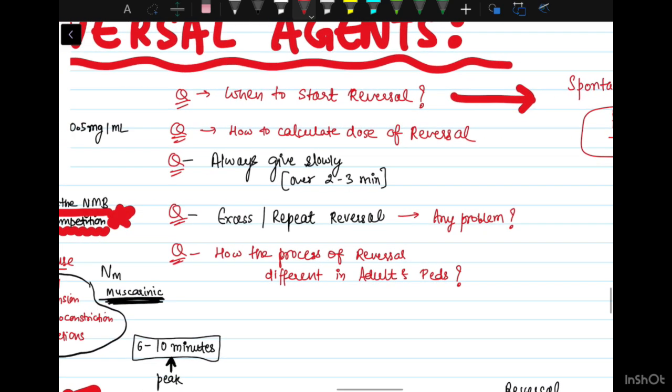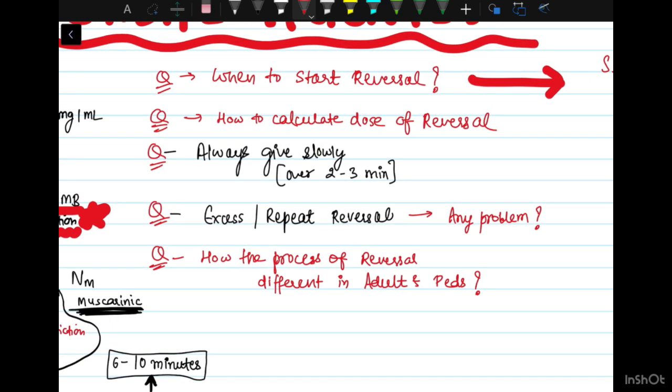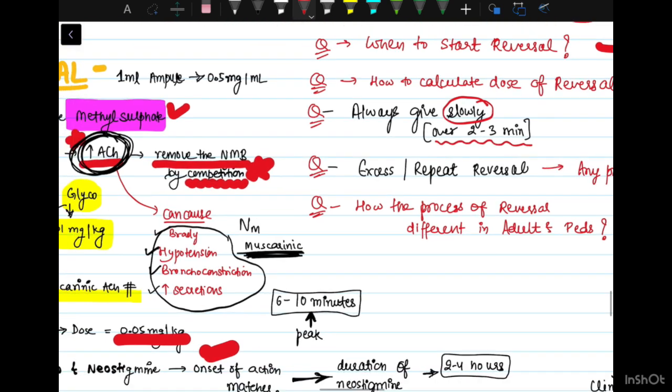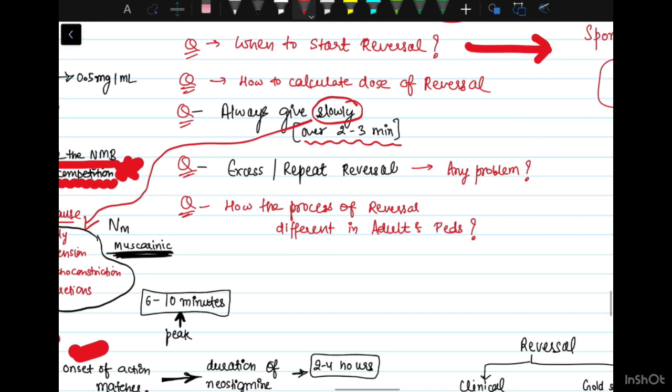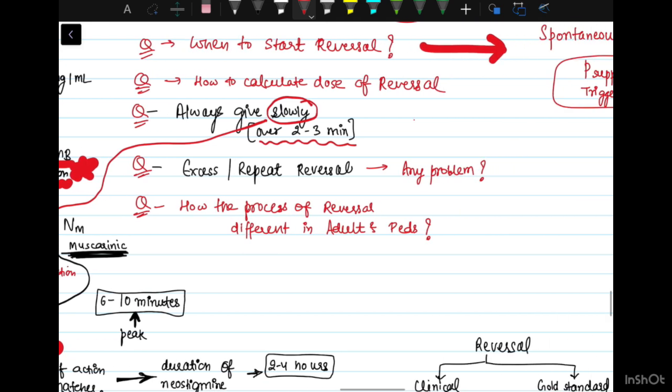Now this reversal, whenever it is given, has to be given slowly. It has to be given over 2 to 3 minutes. Why? What is the reason for giving it slowly? We already know that if you're not giving it slowly, there are side effects like bradycardia. I have seen patients getting bradycardia. The heart rate was 90 and you started reversal and the heart rate suddenly came to 50. So this is the reason why we give it slowly and we add glycopyrrolate with it.